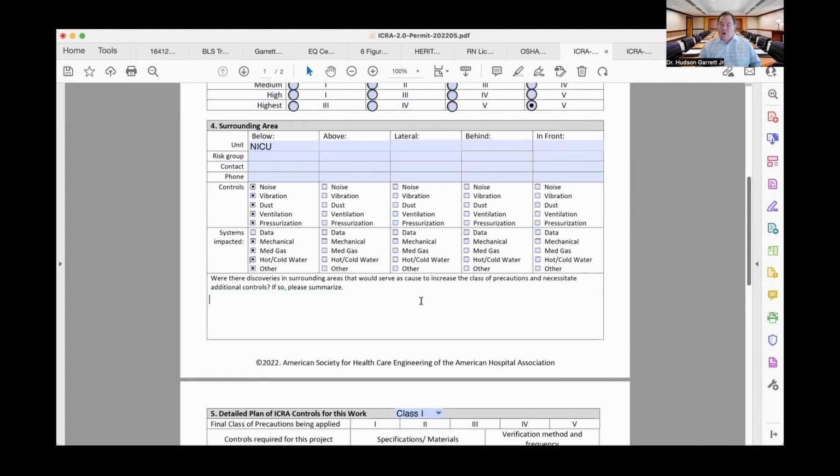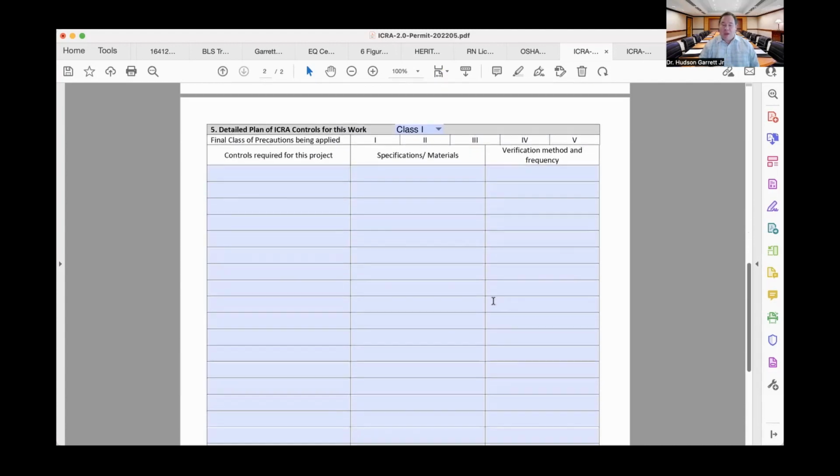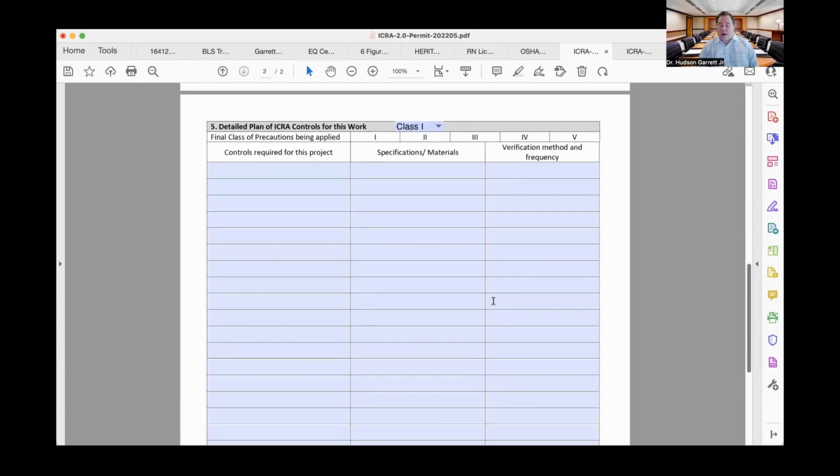Then you can put in there your discoveries that you did upon your permitting and walk-around process so that you capture all of that, things that might be unique to your building and your patient environment that you may take care of, or your system as it's designed. And then lastly is your detailed work plan for the ICRA controls. And again, this will allow you to make sure that you can do this. You'll notice if you click this here, you can then select the classification from the dropdown. And that'll allow you to go down here and put your controls in.